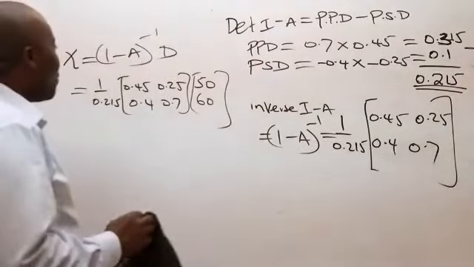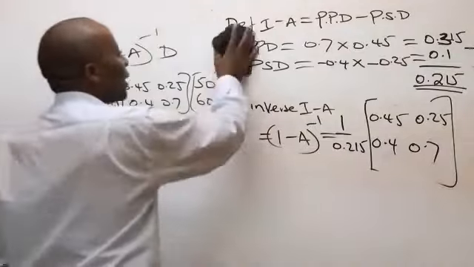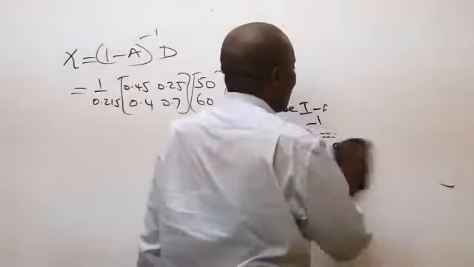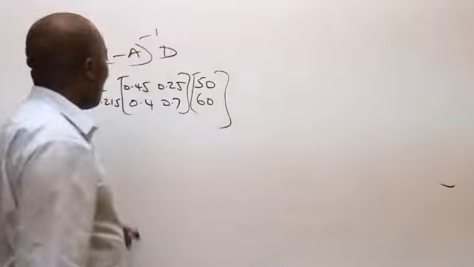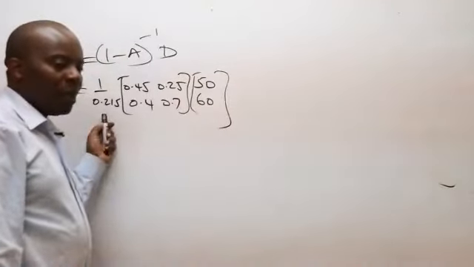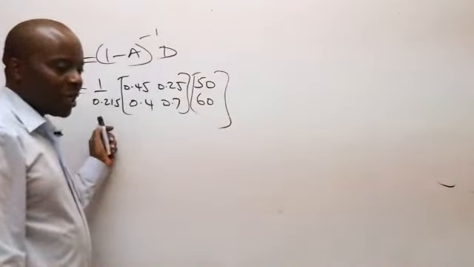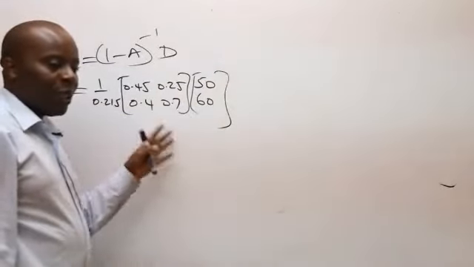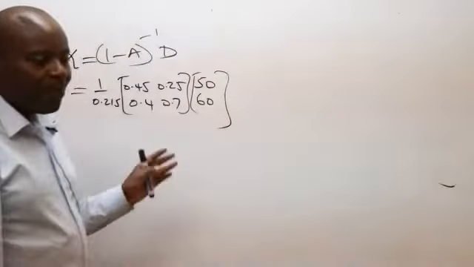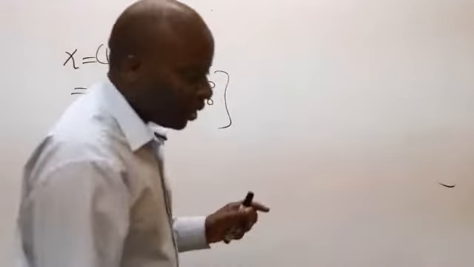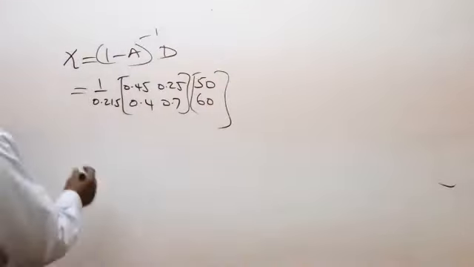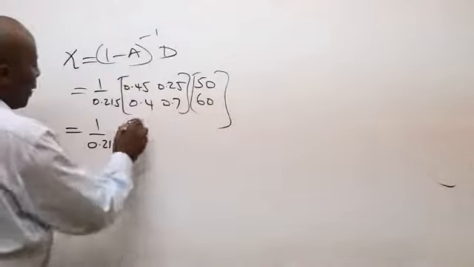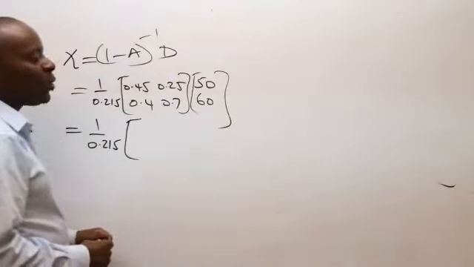Having gotten this correctly, remember, this that we have outside here will be called a scalar. So basically what you're supposed to do is multiply the matrices first. We give matrix multiplication priority. The scalar will be left outside. So we have here 1 over 0.215 into the multiplication of our matrices.